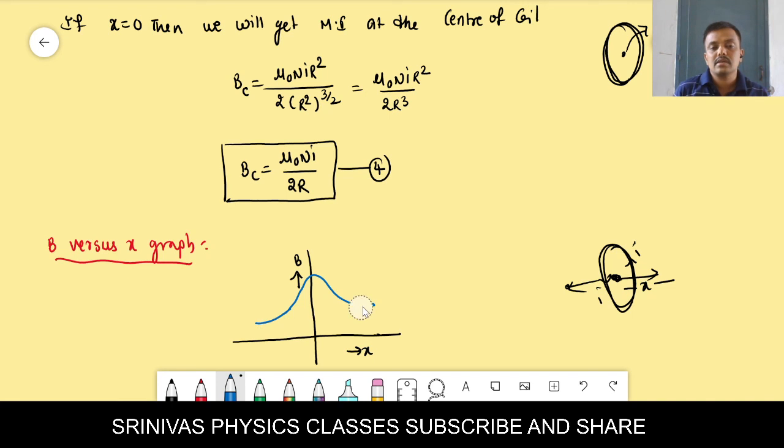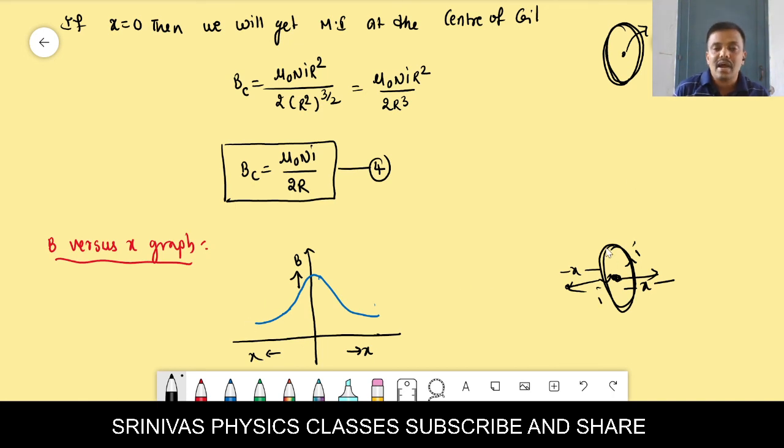This shows that X value, when the X value increases, when you go away from the coil, the magnetic field will decrease. And when you go to the left side, this side also, X we are taking. When you go left side away from the coil, the magnetic field will decrease.